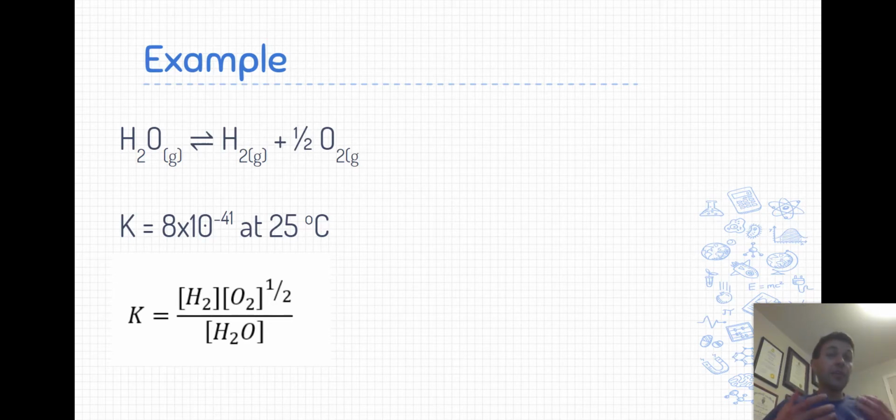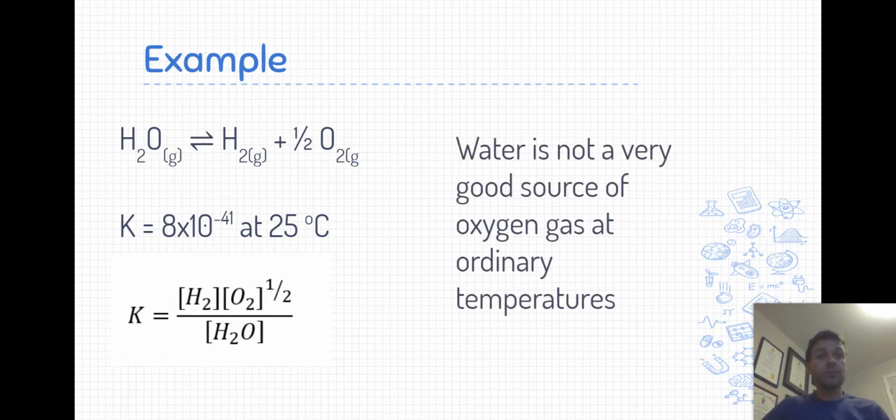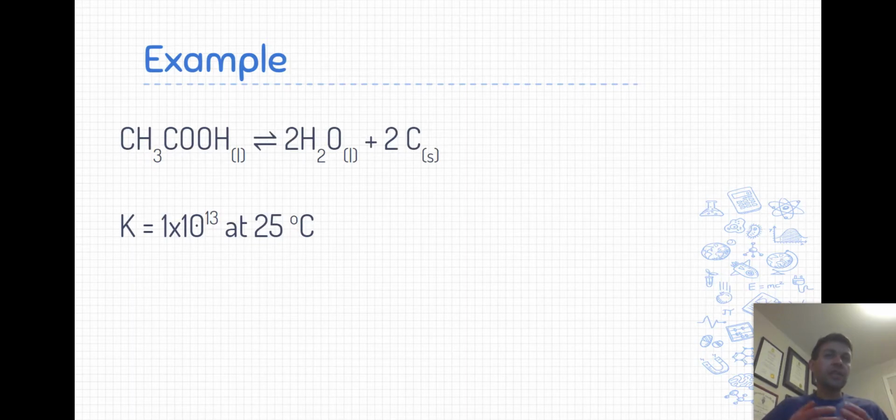Well, if the K value is very small, once again, that must mean that the H2O value in the denominator is much, much larger than the numerator concentrations. Well, this tells us that water vapor simply does not decompose at ordinary temperatures. Finally, let's look at an example with a large value for K. Here we have, going in the forward direction, a decomposition of acetic acid.